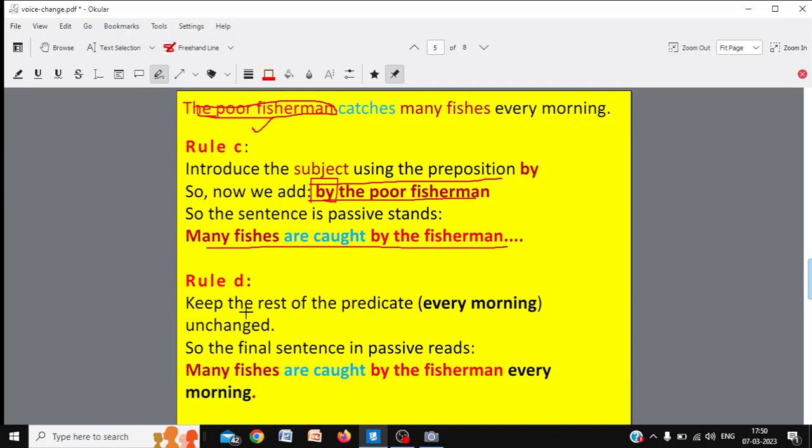And rule D, keep the rest of the predicate, every morning, unchanged. So we keep it, every morning, unchanged. And finally we get the passive voice: many fishes are caught by the fisherman every morning or every day.